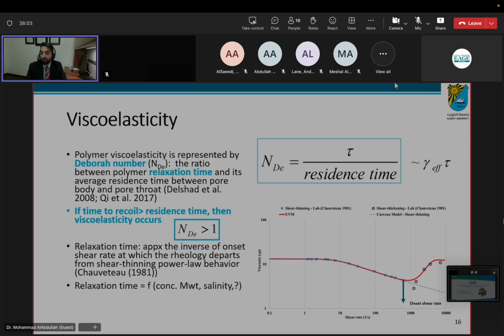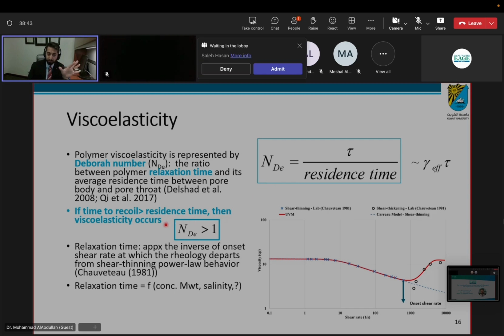So to quantify or to understand the viscoelasticity itself, there is an agreement. There is a dimensionless number called the Deborah number. What it really describes is simply the relaxation time, that coil, when I stretch it, the time it takes to recoil back, this is what we call relaxation time, compared to the residence time. Residence time is the time the polymer takes to move through the pore throats, right? This is the Deborah number.